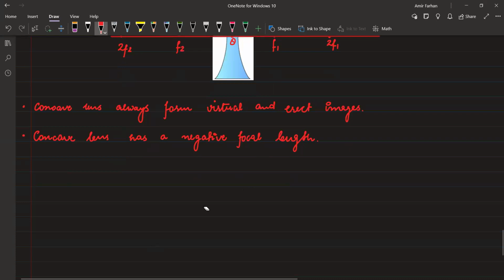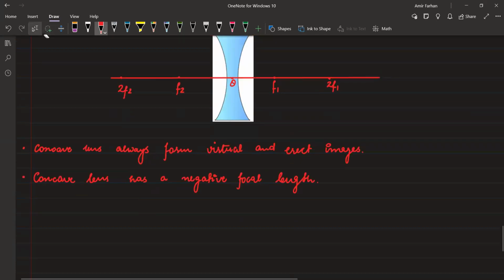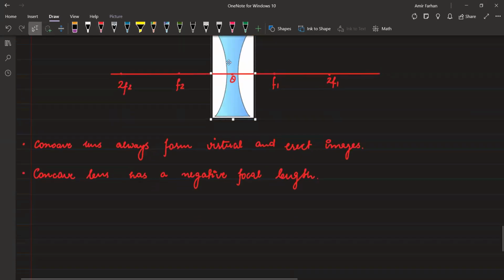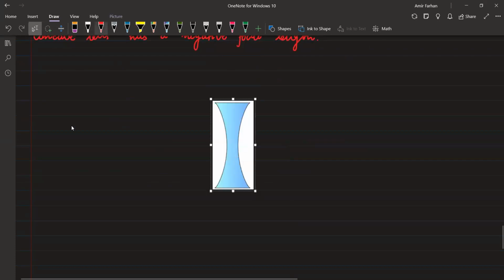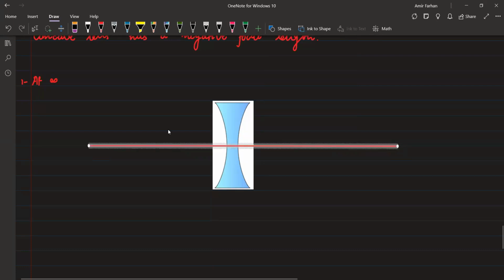Concave lens has a negative focal length. Okay, so let's do the first thing about the concave lens, that is the image formation. First case: the object is at infinity. The image will be at infinity. So this is F2.